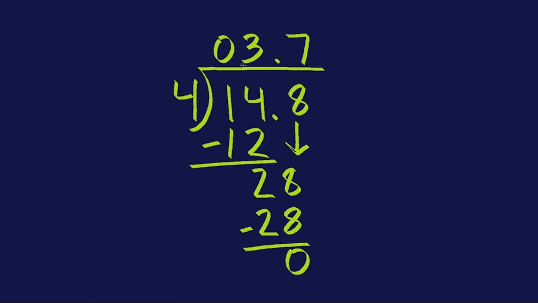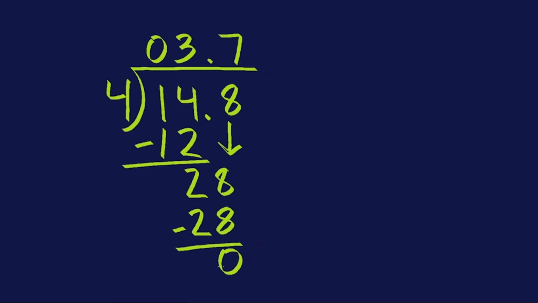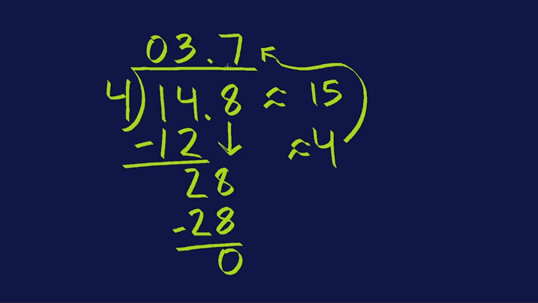Awesome. 3 7/10. Let's check this with rounding to make sure. 14 8/10 is close to 15. So we're fitting 4 into 15. How many times does 4 fit into 15? Oh, it almost fits 4 times, if it was 16. And so it's going to be about 4. And 3 7/10 is about 4. Our decimal placement is correct. If we had the decimal there and it showed 37 or 0 and 37/100ths, we'd know that that's not correct because our estimating showed us it's about 4.